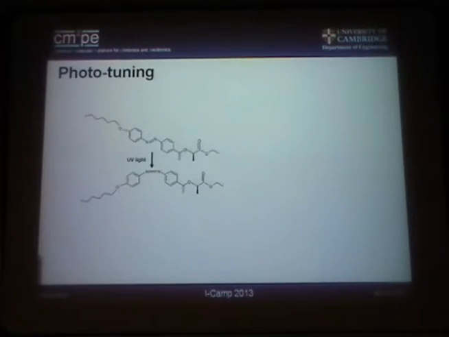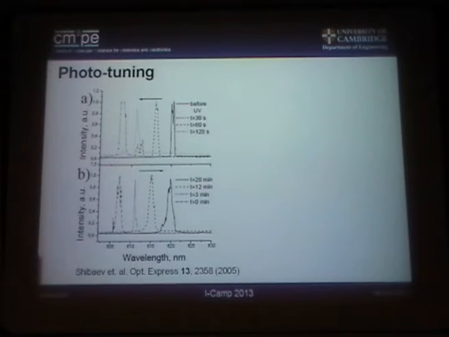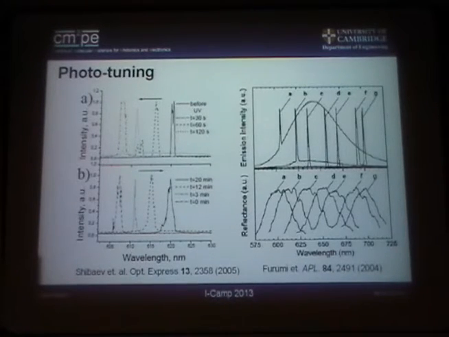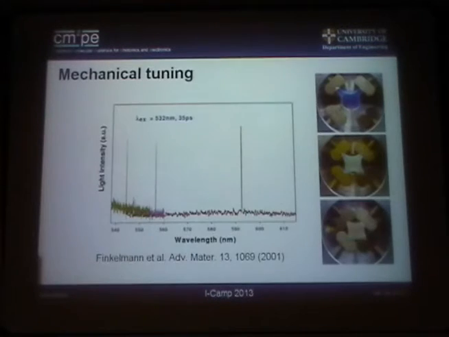Photo tuning through photoisomerization, you can change the pitch, and people have looked at doing this, shifting the laser wavelength, and depending on the technique you use, you can see tuning of a few nanometers up to 300 or 400 nanometers. So it really just depends on the type of tuning you get. And this one is a bit more extensive than photo tuning using a photolysis process.